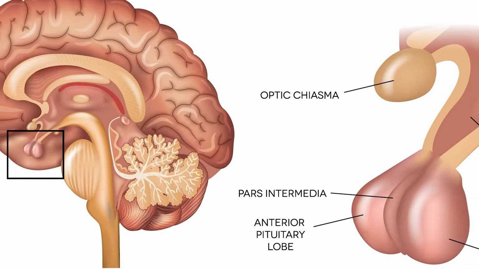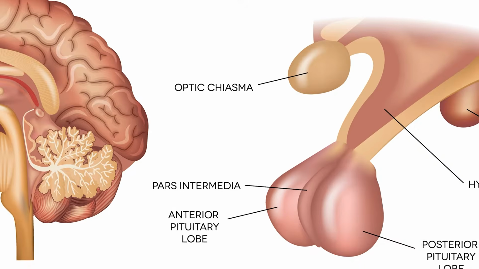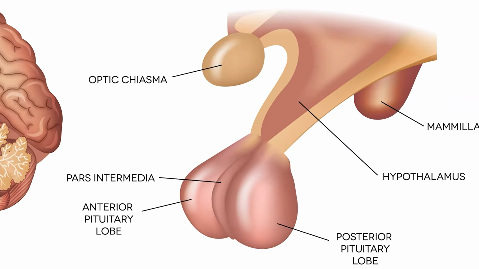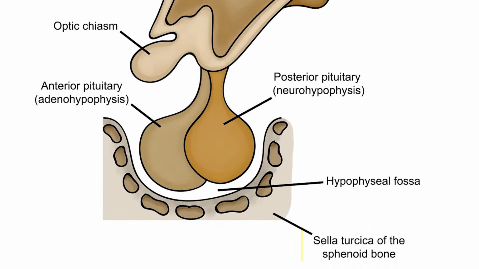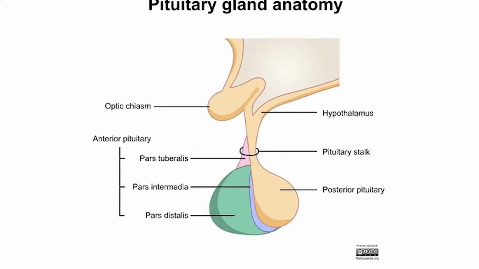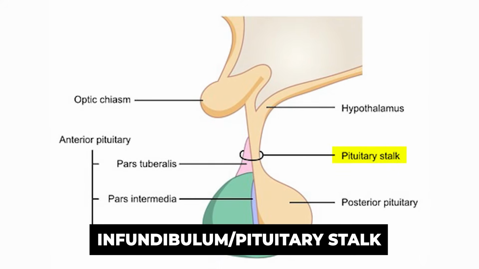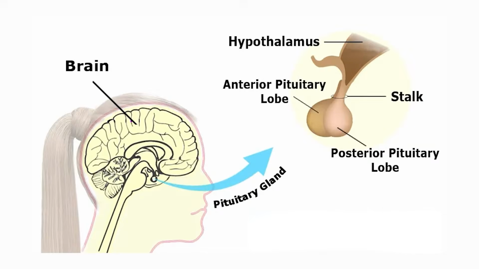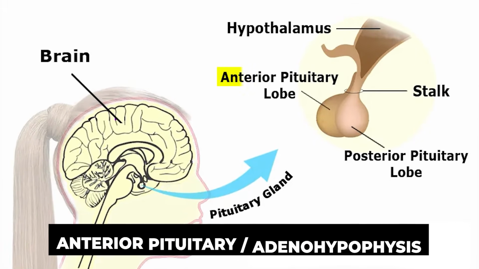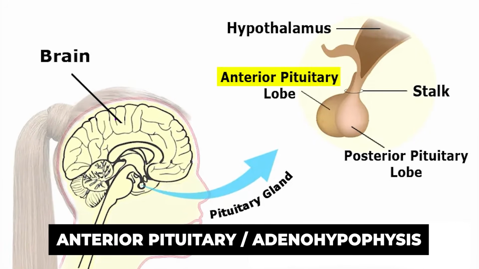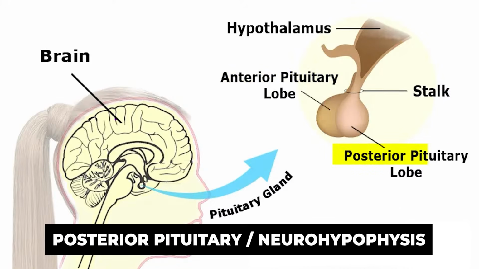The pituitary gland is situated at the base of the brain, right below the hypothalamus, and is housed within a bony structure called the sella turcica of the sphenoid bone. It is attached to the hypothalamus by a thin stalk known as the infundibulum or pituitary stalk. The gland is divided into two primary sections, the anterior pituitary, or adenohypophysis, and the posterior pituitary, or neurohypophysis.